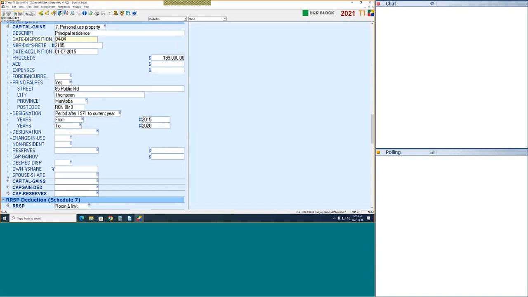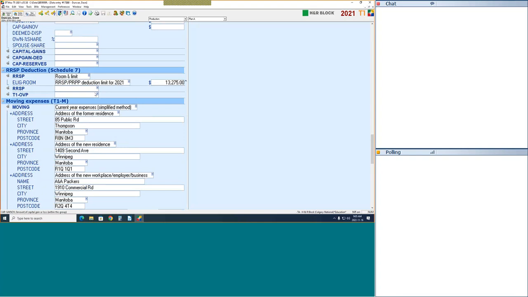You might have noticed when you did your date of disposition for Dave and then your date of acquisition that the computer calculated how many days there are between that. We don't need that number for anything for this type of property, but the computer will fill that in. I know a lot of times students say, how did I know that it was 2,105 days? I didn't. The computer did. It will fill that box in for me and I don't need to do anything with it.